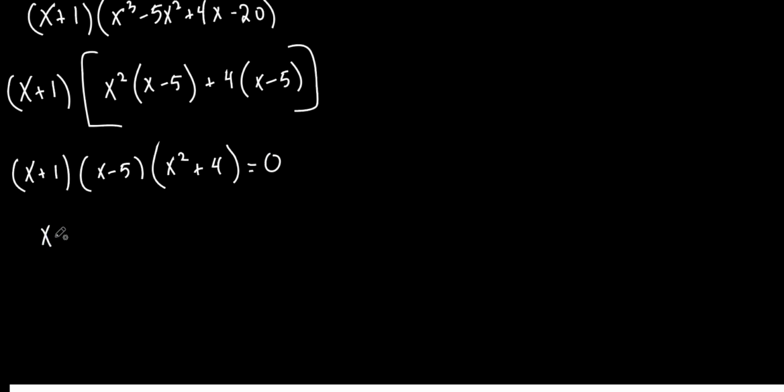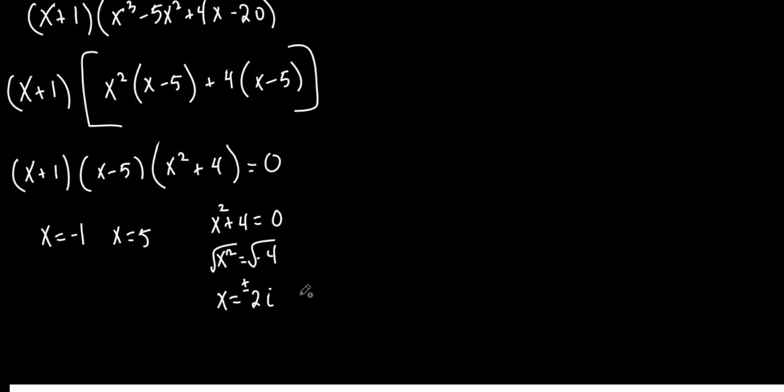So x equals what? -1. X equals 5. What about this? X squared plus 4 equals 0. Subtract a 4 from both sides. So that's -4. Square root, and x is equal to what? 2i. Very good. But it's plus or minus, don't forget that, sorry. And there's your 4 answers.